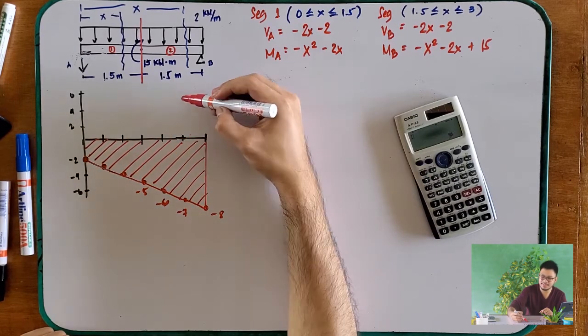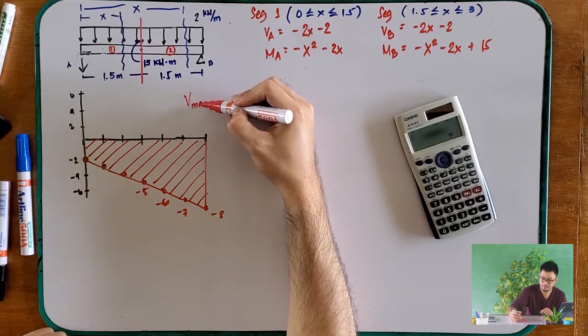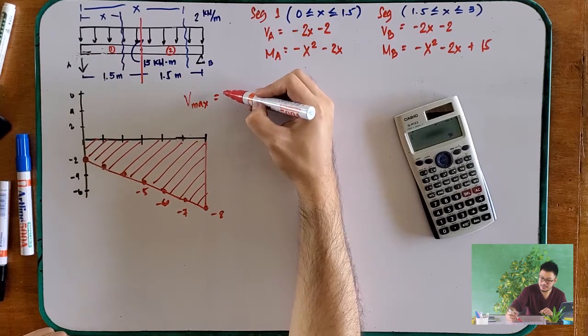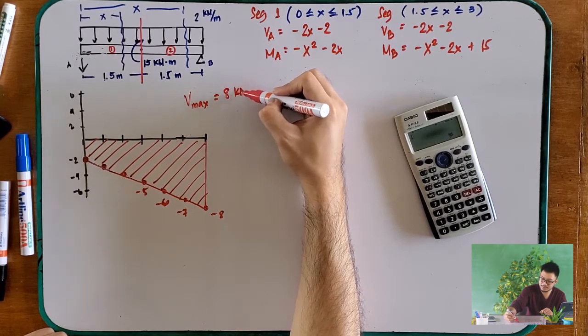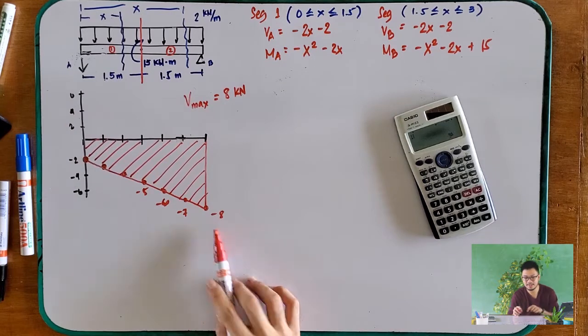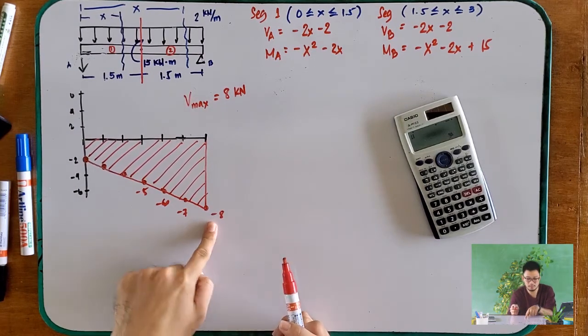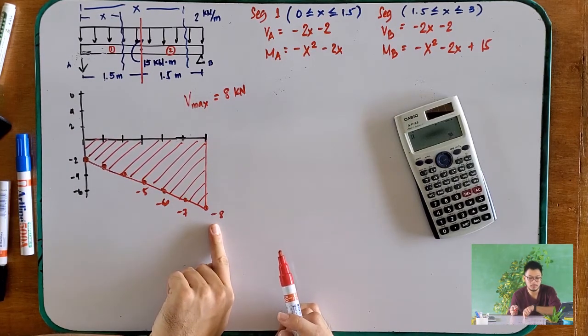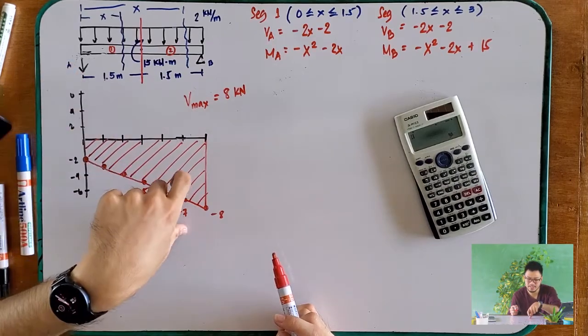So what is your maximum shear? That is your 8 kilonewtons. Again, disregard the sign when looking for maximum shear. Whichever is larger, either positive or negative, the higher value is your maximum shear. Okay, but in this case, your negative 8 is your maximum shear.